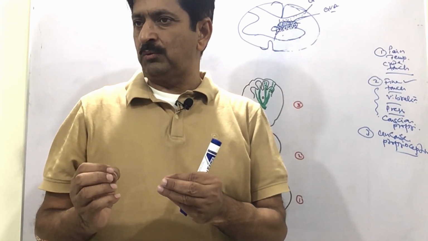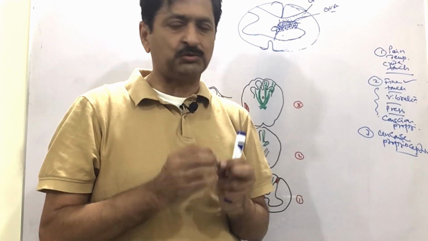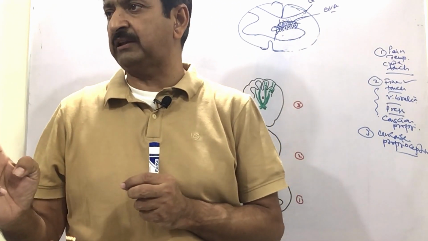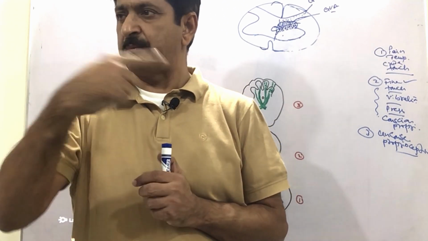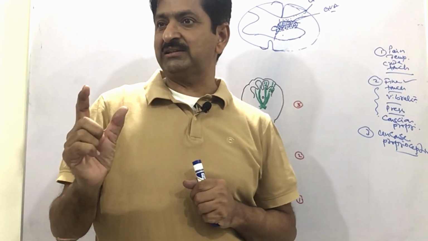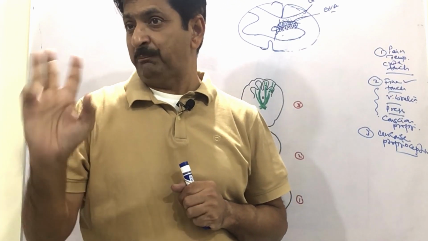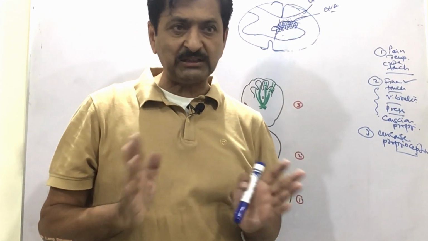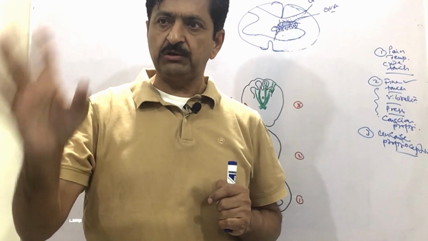this must be understood. If there are three different types of tracts, three different types of nuclei will be present there. Because from one nucleus, three tracts can't emerge. When the tract is separate, the nucleus must be separate.